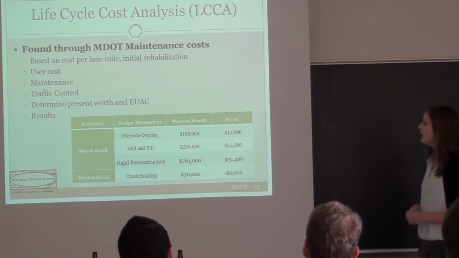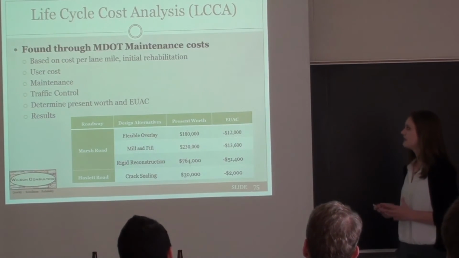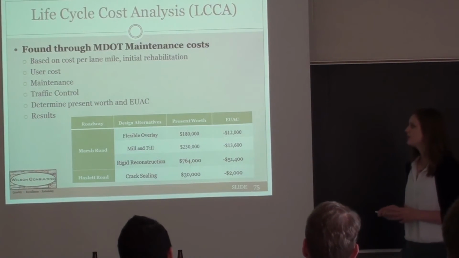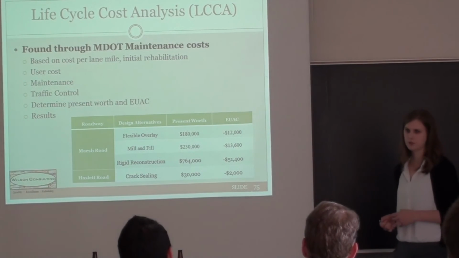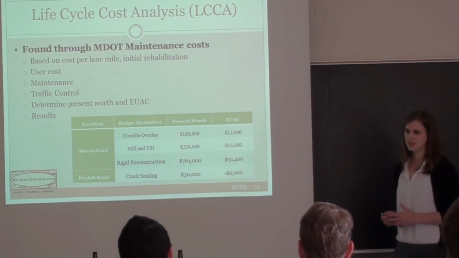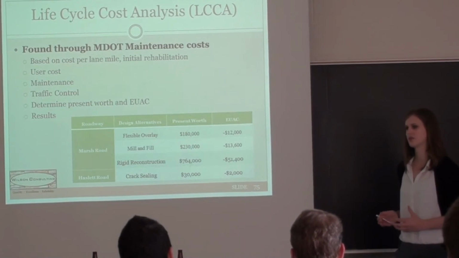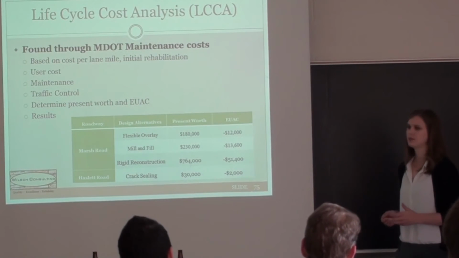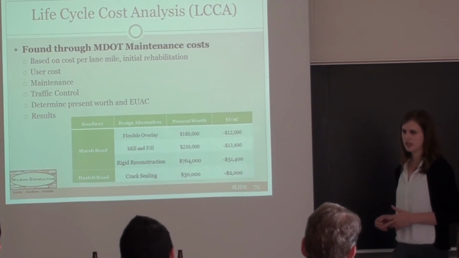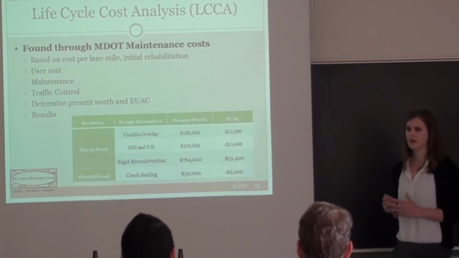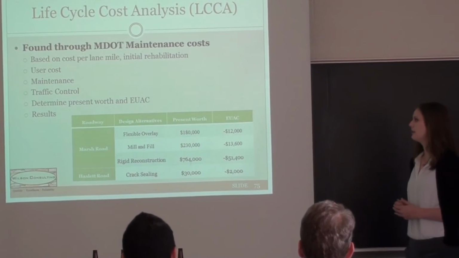So these values were a base for the life cycle cost analysis used as the initial rehabilitation. Also included were the user cost, maintenance, and traffic control. For user cost, because of some of the design alternatives we have, such as crack sealing, this was not included in the cost. For example, crack sealing can perform very quickly and efficiently, so it's not really going to cause any user delay. And then the traffic control and maintenance values were again taken off of that design manual.